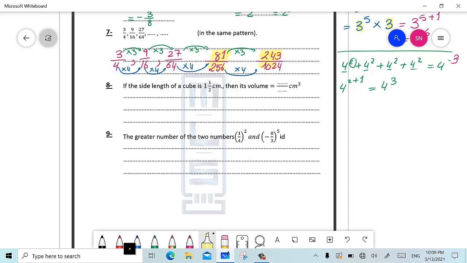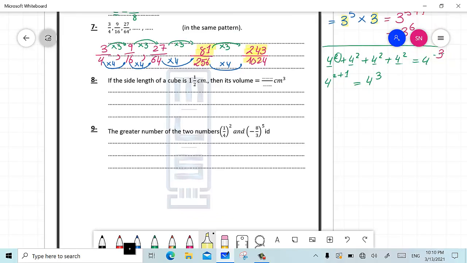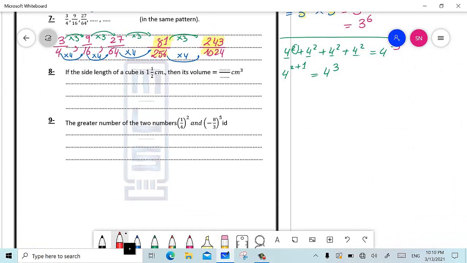If the side length of a cube is 1.5 centimeters, then its volume is equal to, let's first remember, we said that the volume of a cube is equal to s times s times s, which is equal to s to the power of 3. I know here that the edge length or the side is equal to 1.5. Change it first to an improper fraction, so 1.5 is equal to 3 over 2.